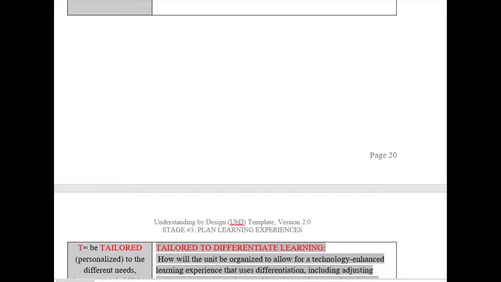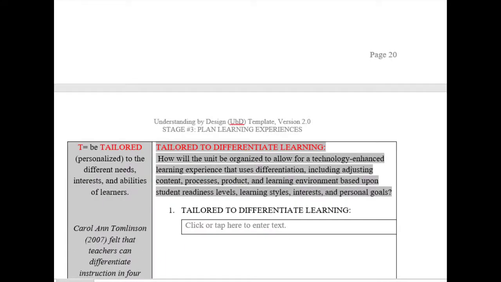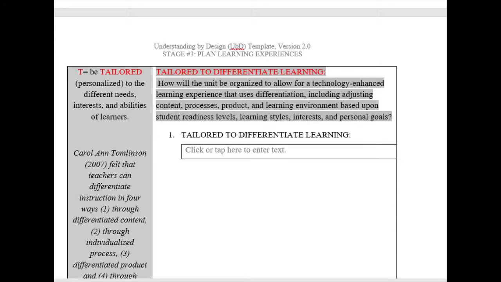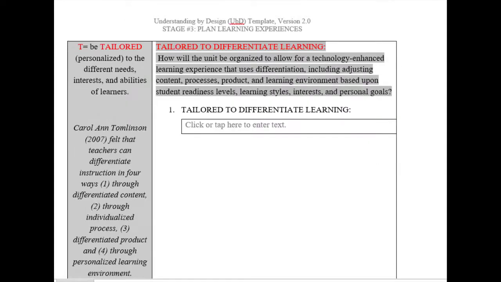Okay, so now we're going to move into the TO portion. The T is for tailored. So you need to look at the needs not only of the entire classroom, but also those of each individual student within your classroom.